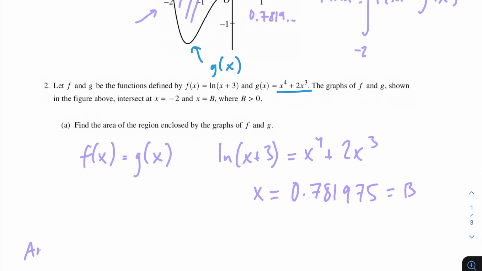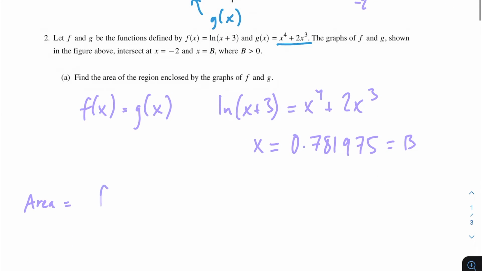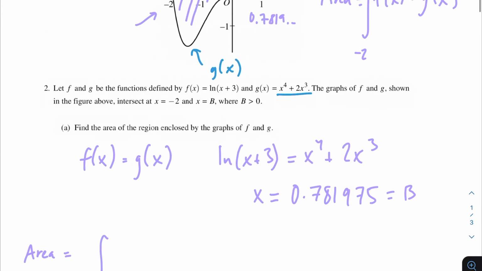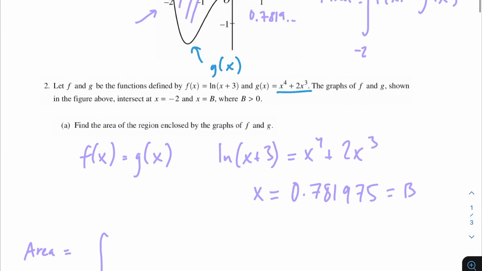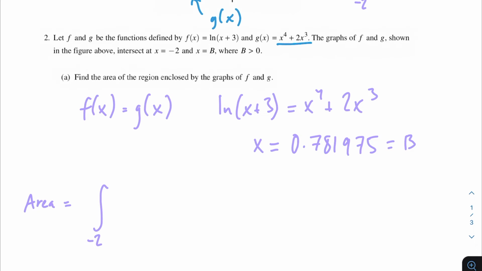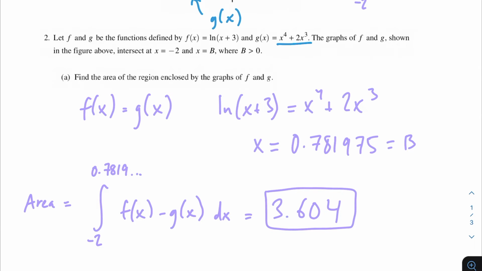So our area is equal to the integral from minus 2, that's our lower bound, where we intersect the first time, to b, which we've determined as 0.7819.... Within that, we're going to be using our area equation, which is f of x minus g of x, dx. Then if we just plug that into our calculator, we're going to get that the area of the region is 3.604. And that is our final answer for part A.